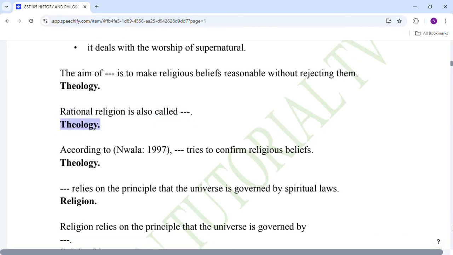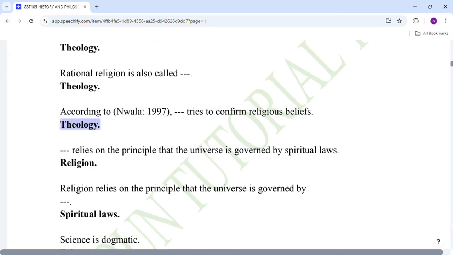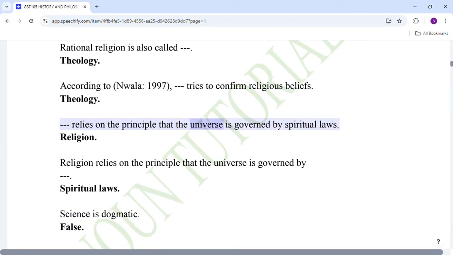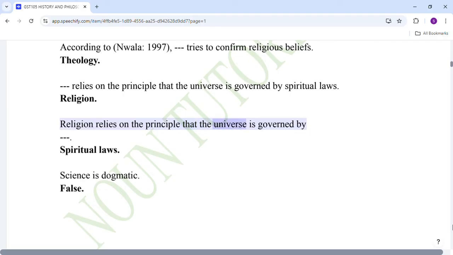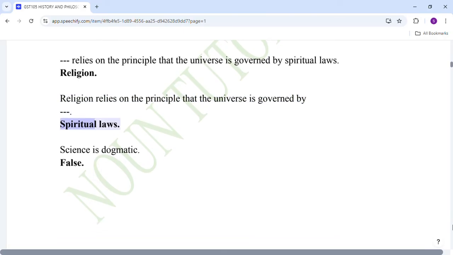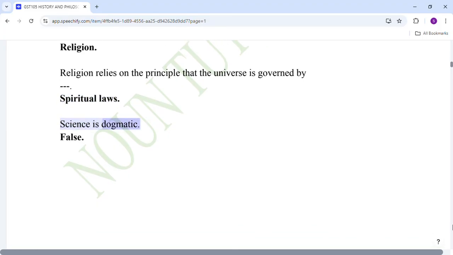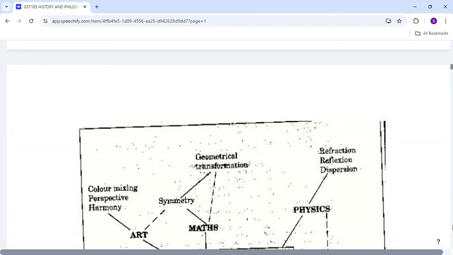According to Nwela, 1997, theology tries to confirm religious beliefs. Theology relies on the principle that the universe is governed by spiritual laws. Religion relies on the principle that the universe is governed by spiritual laws. Science is dogmatic. False.